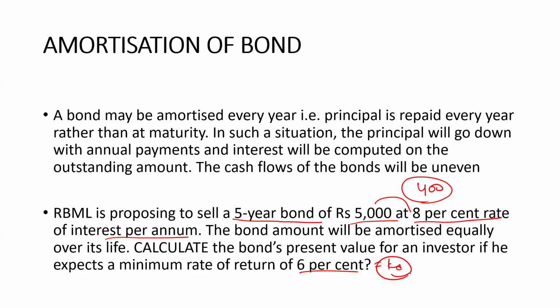Now, in order to do this problem, let me just make a note of the statement. The life of the instrument is 5 years, and the amount they have taken is 5,000 rupees, at 8% interest per annum. Tax rate is not given, and the cost of debt is given as 6%.